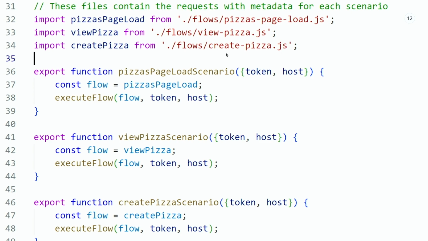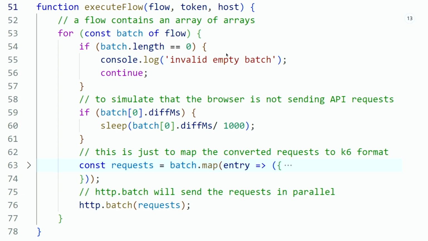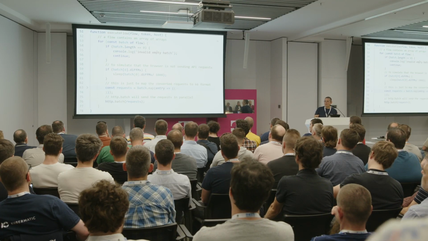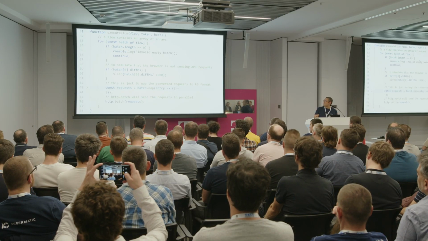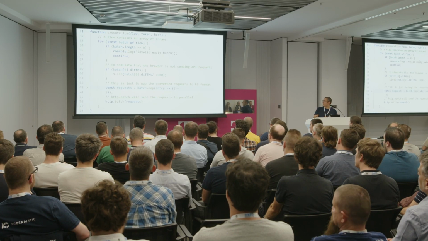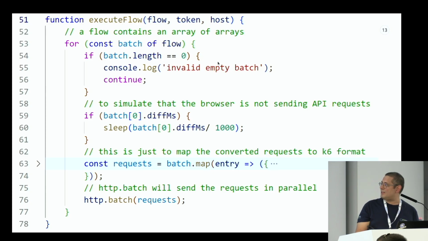Yeah, it could be simplified, but for this to be clear and understandable, I made some code duplication. And let's see what's inside our execute flow, which is the same for all the three scenarios. We can see that it has an outer for each, and then on line 76 it sends a batch. What it does is that batch accepts an array of HTTP requests, and then it will replay those HTTP requests in parallel.